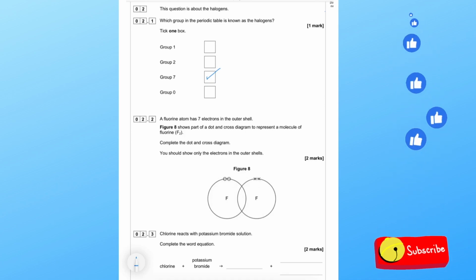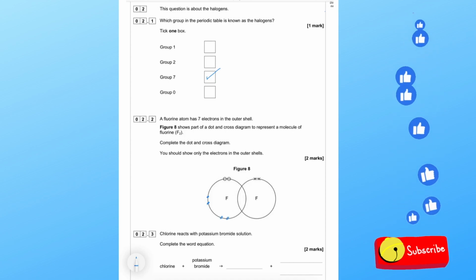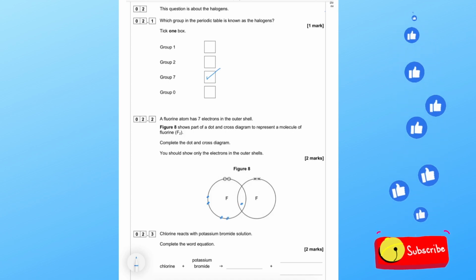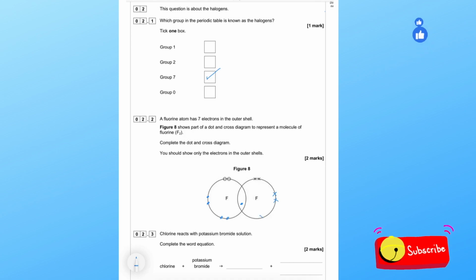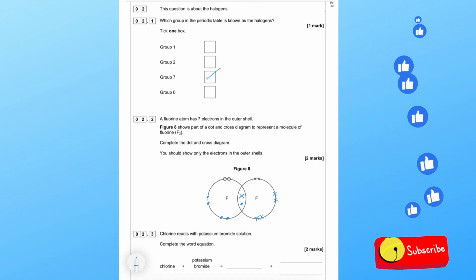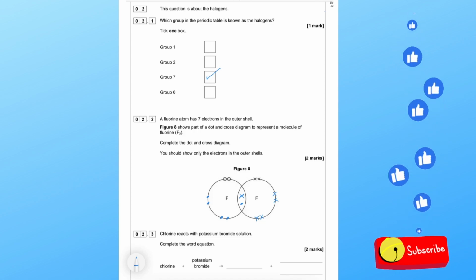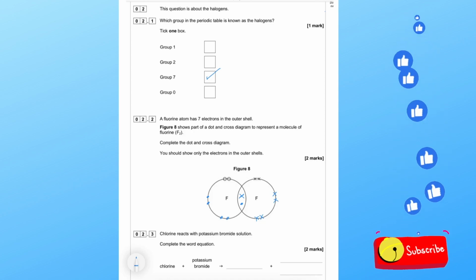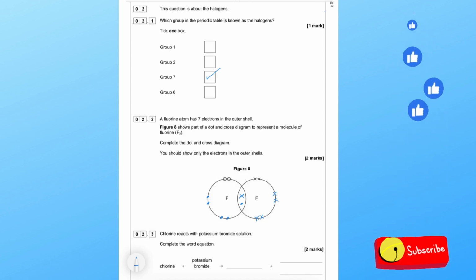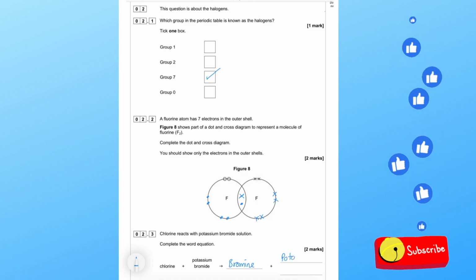So because we're in group 7, we have 1, 2, 3, 4, 5, 6, 7 electrons for this fluorine, and then 1, 2, 3, 4, 5, 6, 7 electrons for the second fluorine, and that shows that the outer electron shells are full. Chlorine reacts with potassium bromide solution. Complete the word equation. So chlorine plus potassium bromide, the chlorine displaces the bromide, so we end up with bromine and potassium chloride.